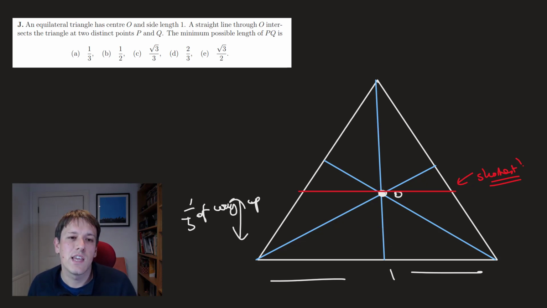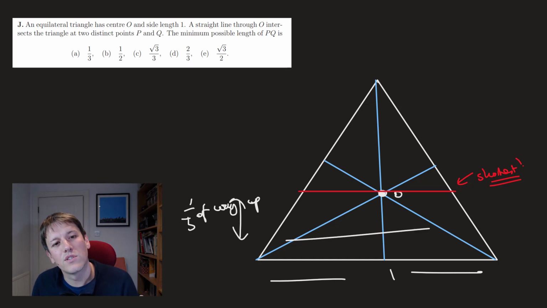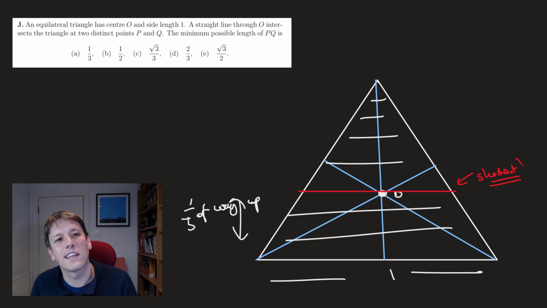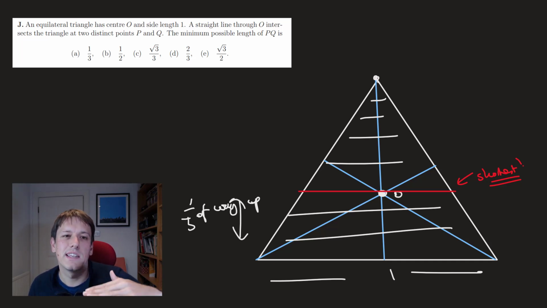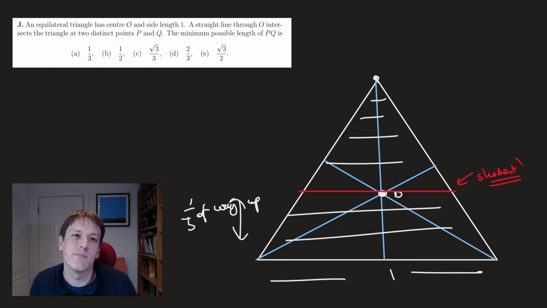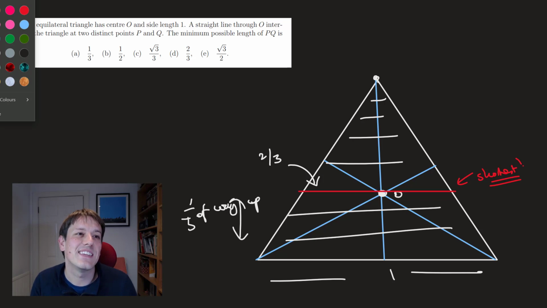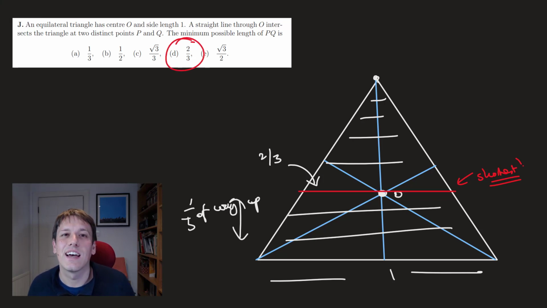Okay, and if you imagine lines sort of going horizontally here, starting with length 1 and eventually getting to length 0, a scale factor argument here is going to tell us that the length of these lines is going to be linearly decreasing. So if I go 1/3 of the way up, I'll have gone 1/3 of the way from 1 to 0, and the length of this line will be 2/3. So the answer to this question is D, 2/3, and then we're done.